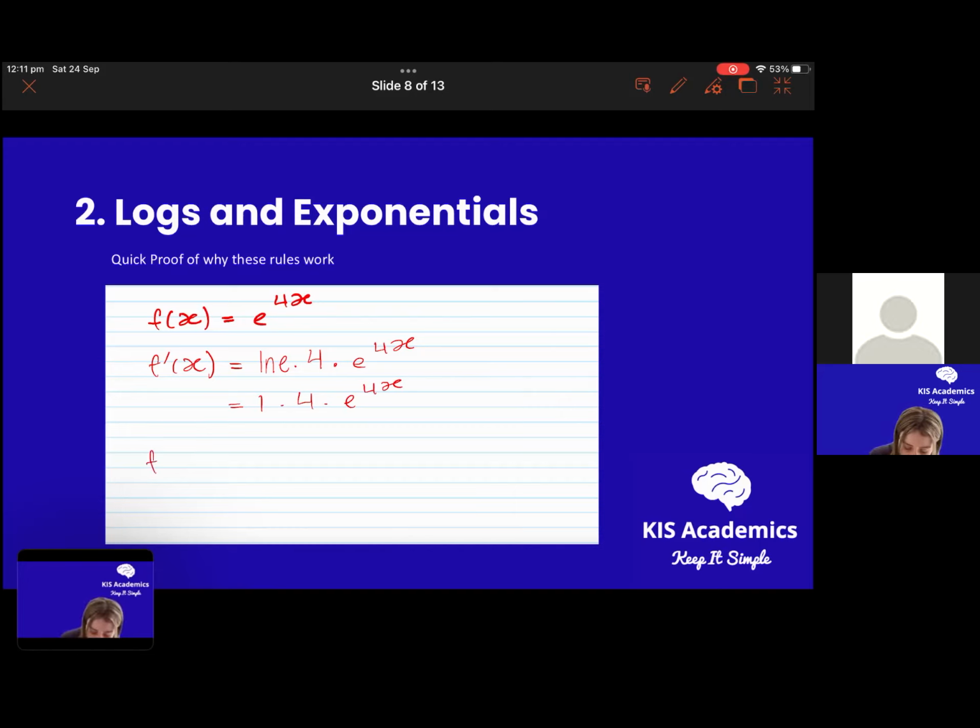Now, if we did the same question, but with a different base, so let's say we had a base of 2, so 2 to the power of 4x, and then we did f dash of x for that, we're going to have ln 2 times 4 times 2 to the 4x. And if you put ln 2 in your calculator, I just did it then, I got 0.6931... It's not going to cancel out to be 1, which is why we have to write it. Okay, so that is everything that I wanted to say about logs and exponentials.